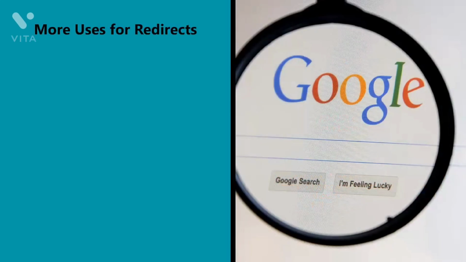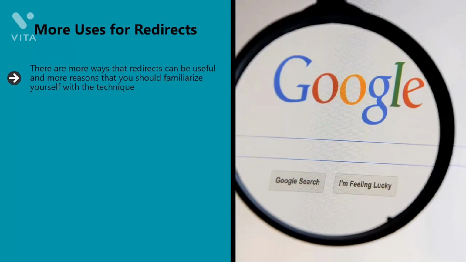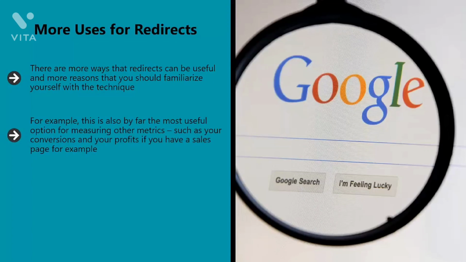More use for redirects. There are more ways that redirects can be useful and more reasons that you should familiarize yourself with the technique. For example, this is also by far the most useful option for measuring other metrics, such as your conversions and your profits if you have a sales page, for example. In other words, if it's not ranking that you're testing for, then you can happily use the redirect method and then see whether this impacts on the way that users engage with your site. We'll talk more about this later in the training.